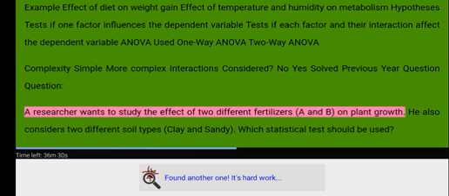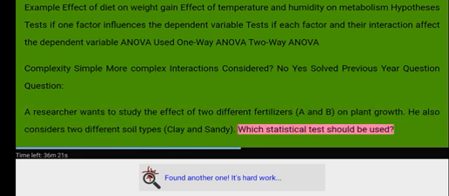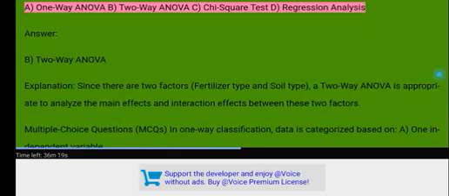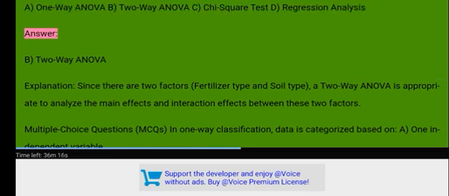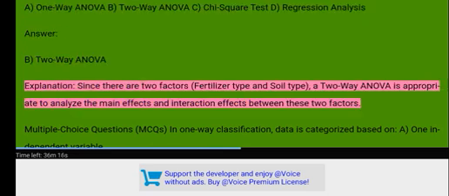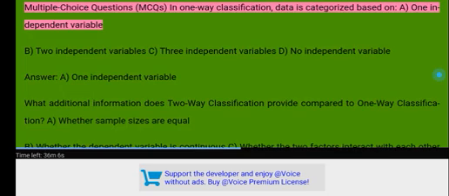A researcher wants to study the effect of 2 different fertilizers, A and B, on plant growth. He also considers 2 different soil types, clay and sandy. Which statistical test should be used? A. One-way ANOVA. B. Two-way ANOVA. C. Chi-square test. D. Regression analysis. Answer: B. Two-way ANOVA. Explanation: since there are 2 factors, fertilizer type and soil type, a two-way ANOVA is appropriate to analyze the main effects and interaction effects between these 2 factors.